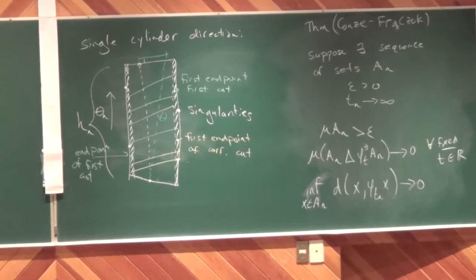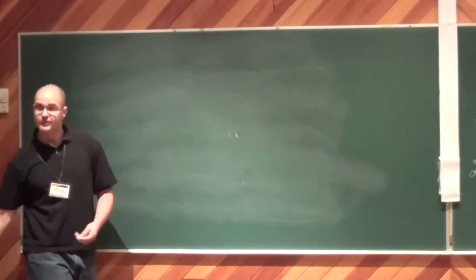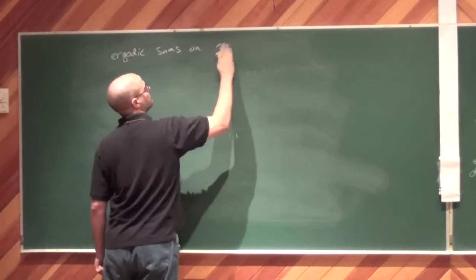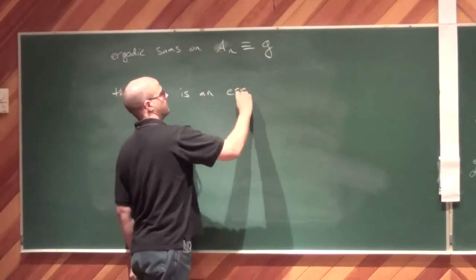I don't have space for it down there, so far, all of these conditions are only talking about the flow on M. We need to bring in the ergodic sum somehow, and here's how we do it. This is actually slightly simpler than their version, but it will be sufficient for our purposes. The ergodic sums on An are uniformly G. Then G is an essential value. We refer to these as quasi-rigidity sets.